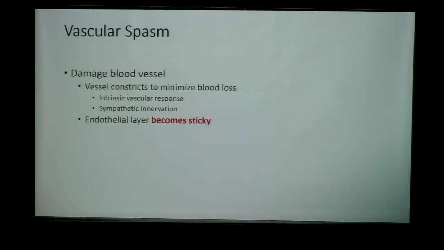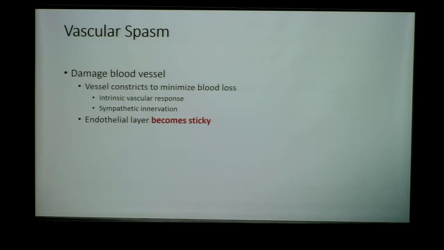result of this injury. So think about you pricking your finger, like a paper cut, or a prick on your finger that bleeds, right? You want to minimize that blood loss as soon as possible. And the first part of doing so is vasoconstriction.